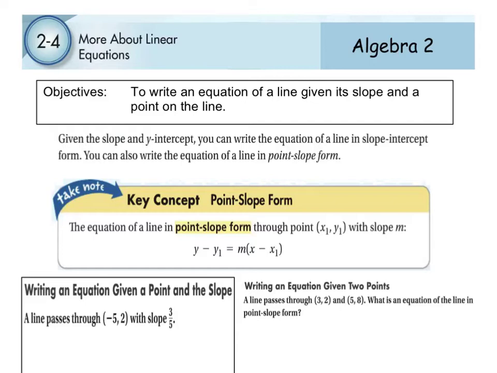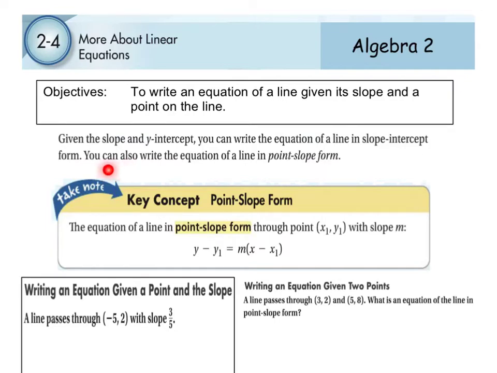Okay, our objectives here today are to write an equation of a line given a slope and a point. You're also going to be asked to write the equation of a line given 2 points. Given the slope and the y-intercept, you can always write the equation in slope-intercept form. But you can also write the equation in what we call point-slope form. That's one of the new forms we're going to learn about today. Remember, slope-intercept form was y equals mx plus b.